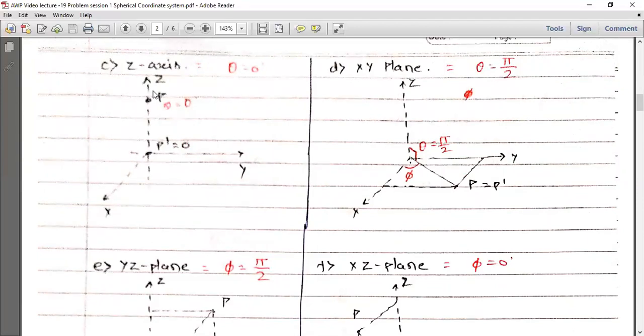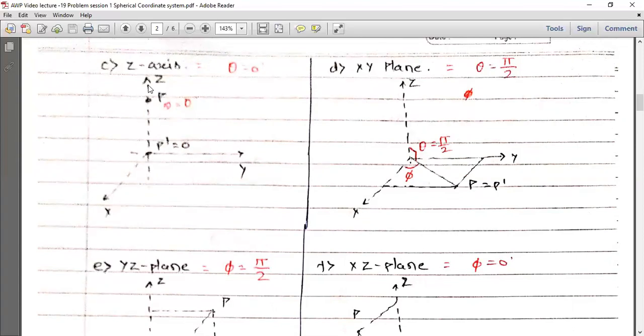For the second coordinate, we find the angle between OP and the positive z-axis. In this particular case, O is the origin here. So OP and the z-axis are overlapping each other, and that's why the angle between them is 0. There will be no theta. Okay, so we can surely say that for every point lying on the z-axis, the theta coordinate is always 0, because the line segment OP and the positive z-axis are overlapping each other.